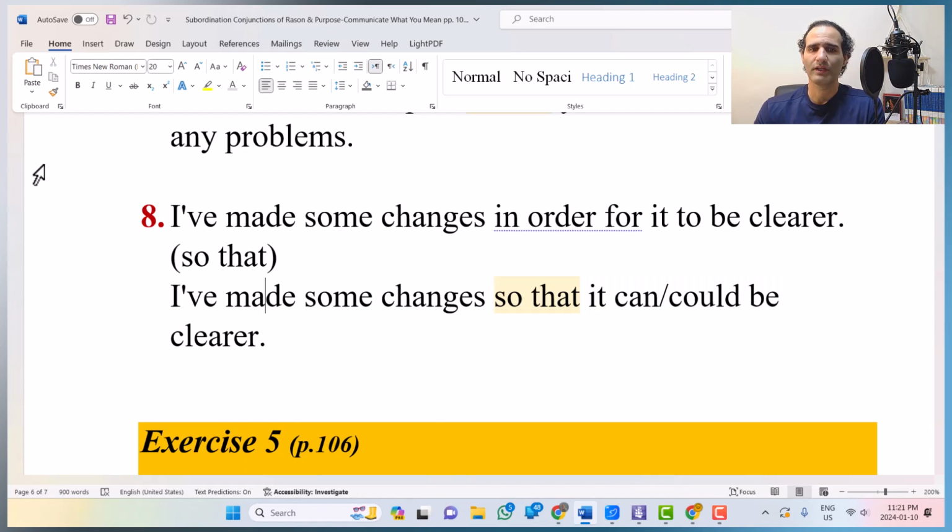We don't know if it is the present time because it's present perfect. This part, it can be clearer now. I made the changes in the past so that it can be clearer now and future, or I've made the changes in the past so that it could be clearer in the past. Both of them are possible.